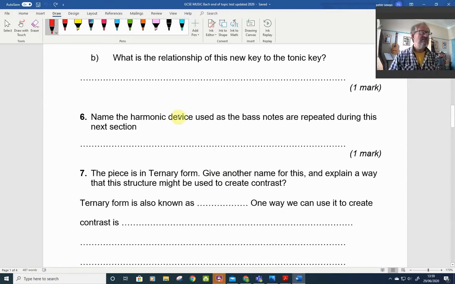Name the harmonic device. Remember, device just means composition trick. There are a couple of videos worth watching where I explain precisely what the most likely devices are going to be. If they're melody, it would be a melodic sequence, a rising sequence, but this one is a harmonic device. So there are 2 or 3 harmonic devices. Pick the one that best tells us about the bass notes being repeated. Okay.